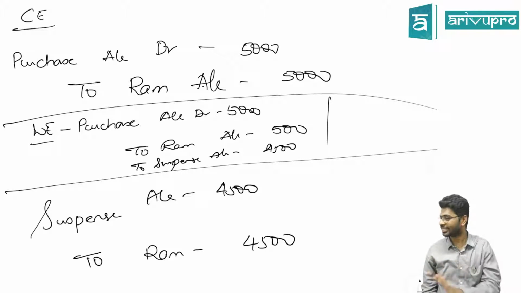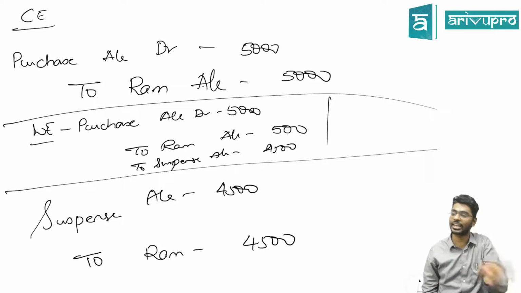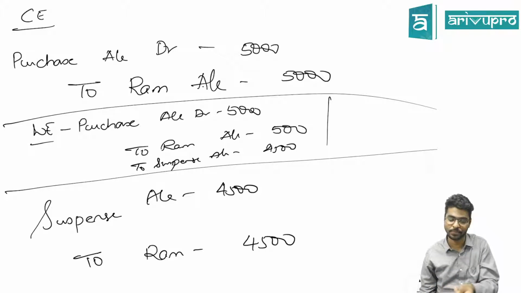For amateurs, till the time you become an expert in it, write to the suspense account immediately. So now when you use the correct entry and the wrong entry, it will come automatically. See here, if I have to look into it, the purchase account should have been debited by 5,000. Is the purchase account debited by 5,000?